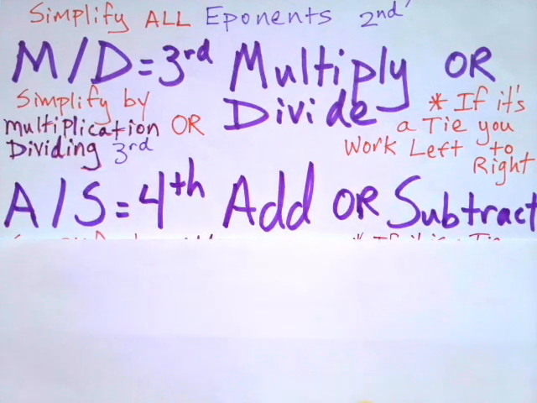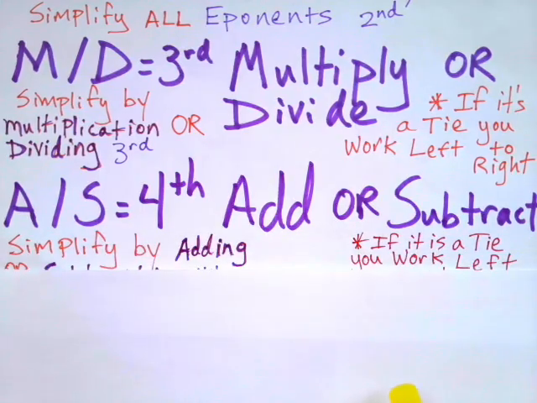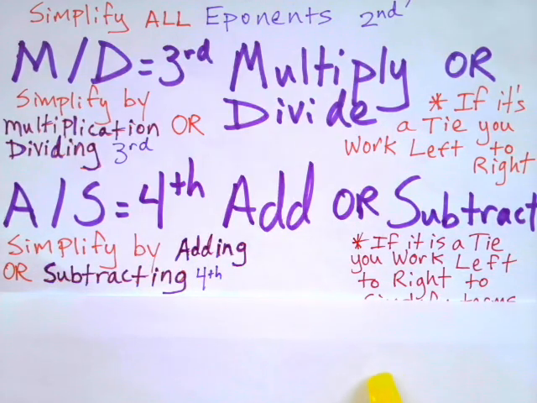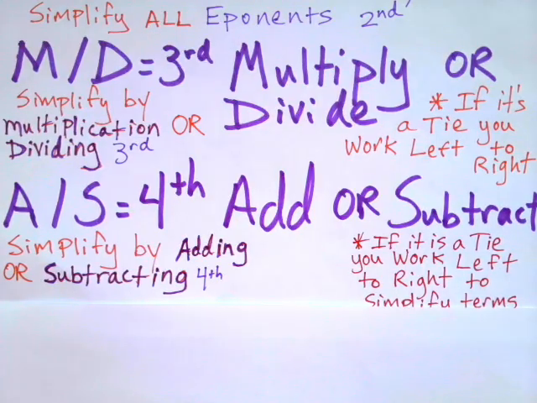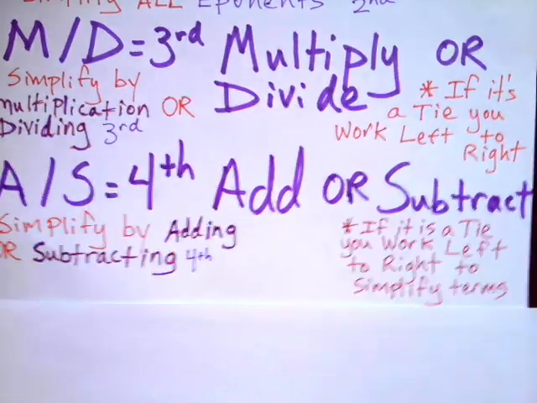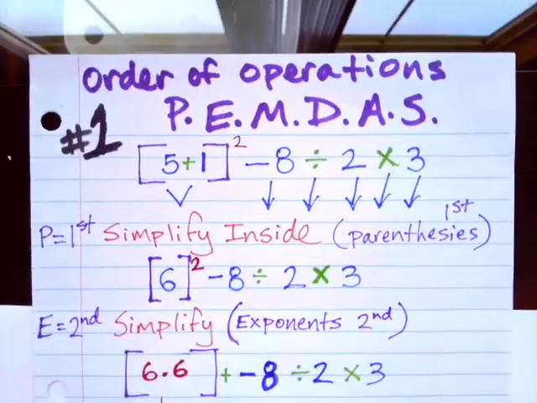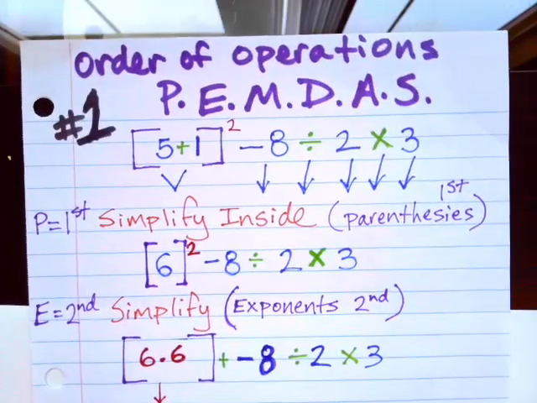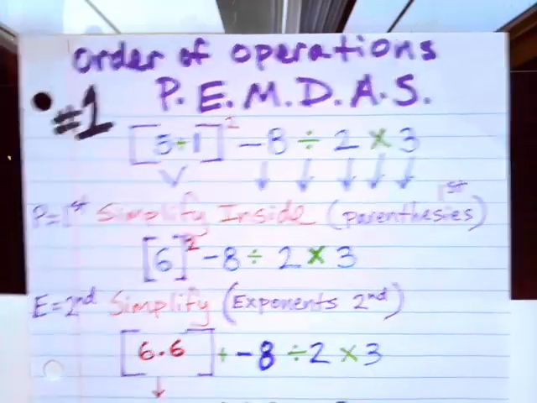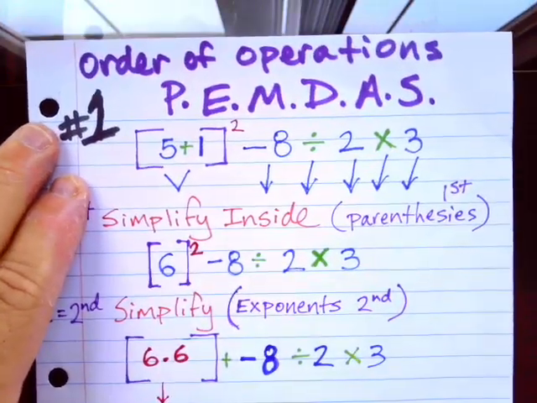Fourth, you're going to add or subtract. Both of these tie for fourth. Sometimes you add and there's no subtraction. Sometimes you subtract and there's no addition. So you take them in order. Fourth, again, if it's a tie, you're going to work left to right. I'd like to go over some specific examples here on this next portion of documentation that I have for you.